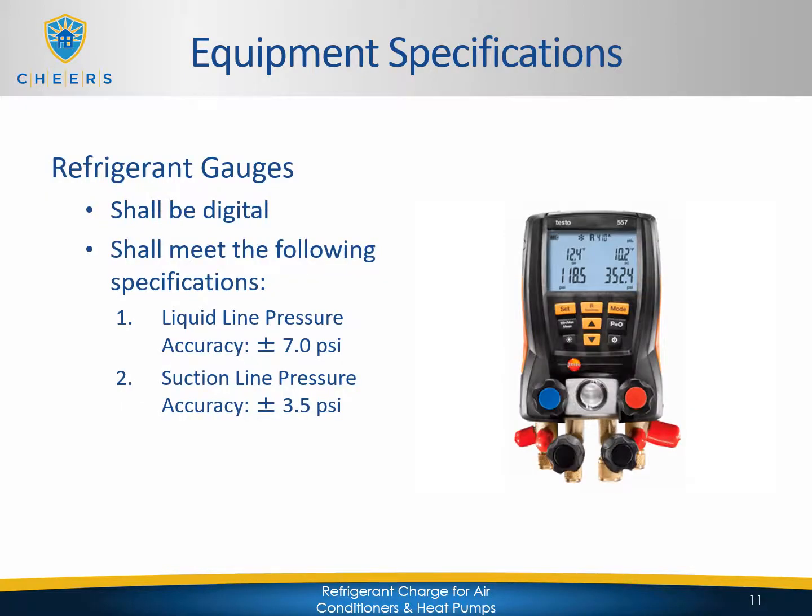The refrigerant gauges shall be digital and they shall meet the following specifications: the liquid line pressure accuracy of plus or minus 7 psi and a suction line pressure accuracy of plus or minus 3.5 psi.